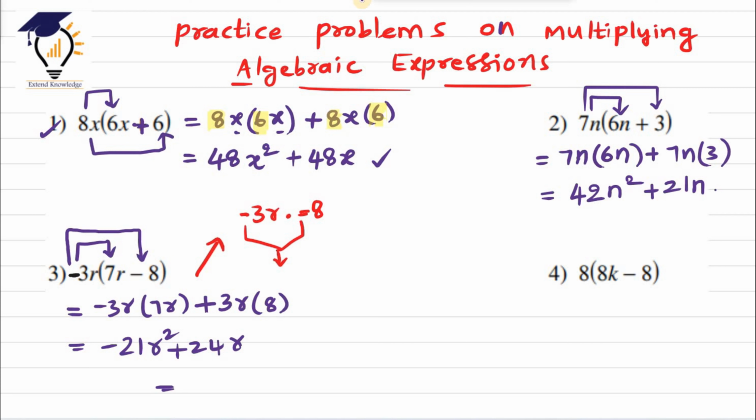8 times (8k minus 8). So I'm just trying to put 8 with 8k. So 8 times, don't forget to put an equals sign before every expression, and then 8 times 8 equals 8 8s are 64, k minus 8 8s are 64. So this is how we solve this.